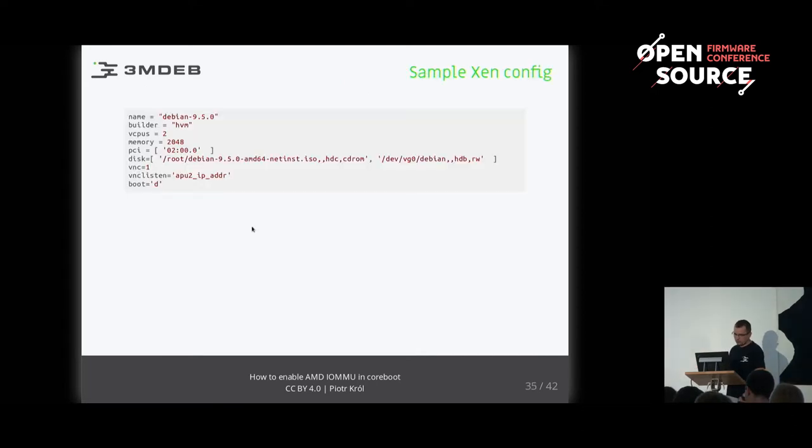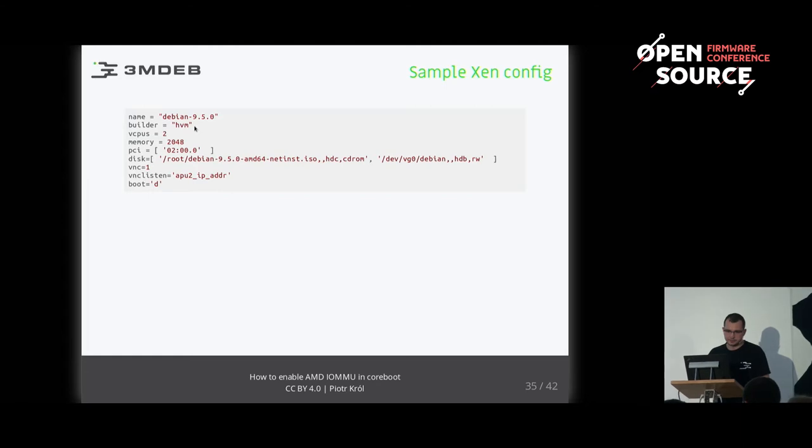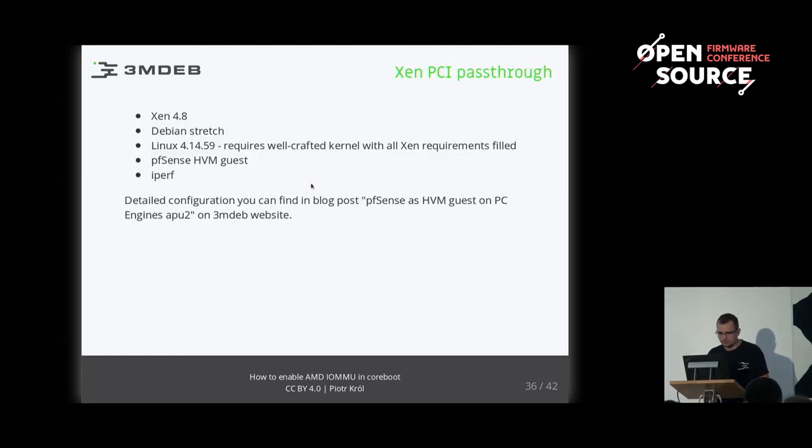And this is the definition of the Debian cfg that I used for creating the virtual machine. You can see here that there is a device that I pass through. And you need, of course, a hardware virtualized guest. These are the details about the system that I tested.